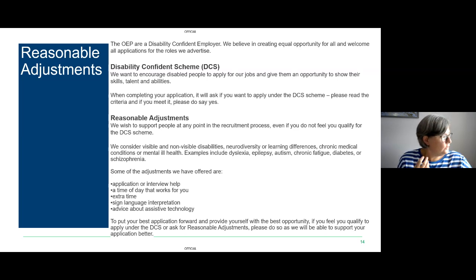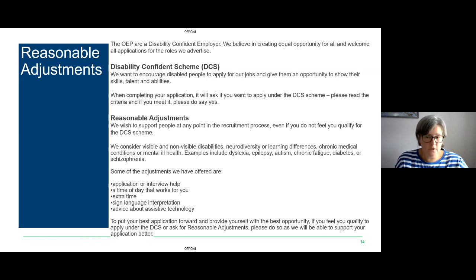What it means is if you score the minimum criteria at application stage, you will be automatically progressed through to interview stage. So if you do believe that you meet that criteria, please do tick that box and apply under the Disability Confidence Scheme. We also offer reasonable adjustments. We wish to support people at any point in the recruitment process, even if you do not feel you qualify for the DCS scheme.